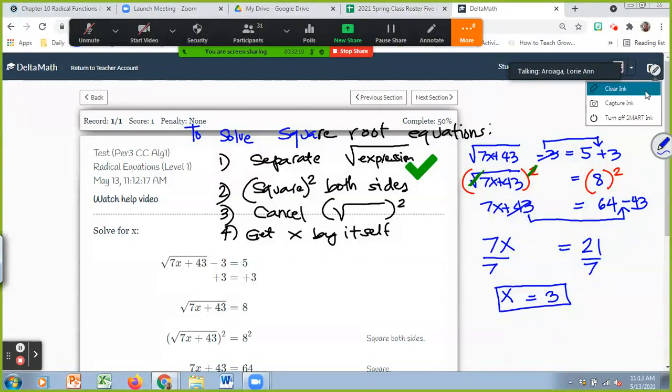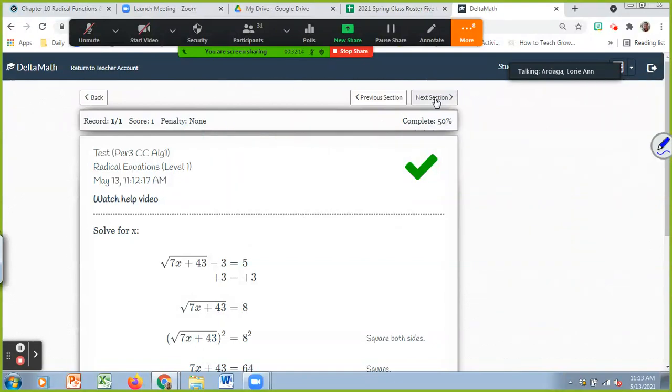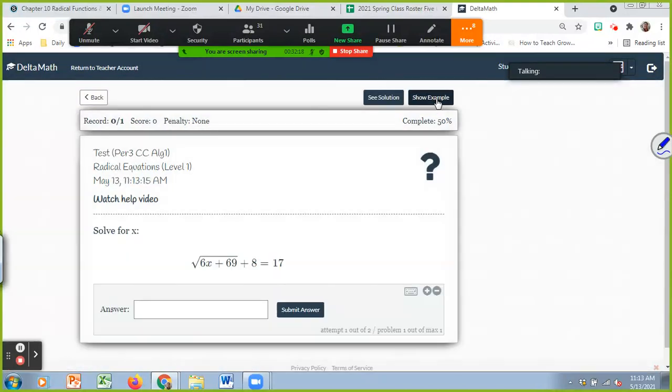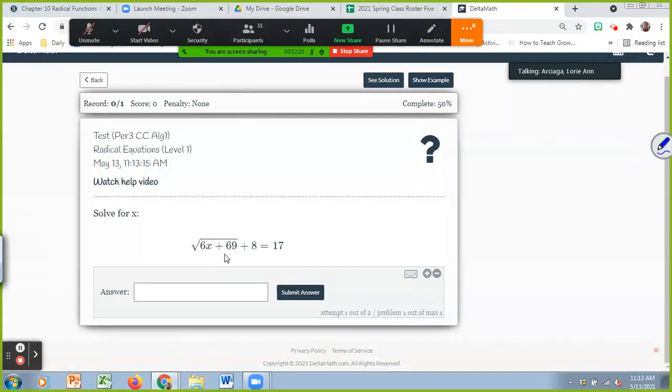Alright, I'm gonna move on. I'm gonna clear the ink. Alright, next section. Okay, same thing, right? It has a radical and then a number. So don't forget, you have to separate the radical first. So let's solve that. Square root of 6x plus 69 plus 8 equals 17.